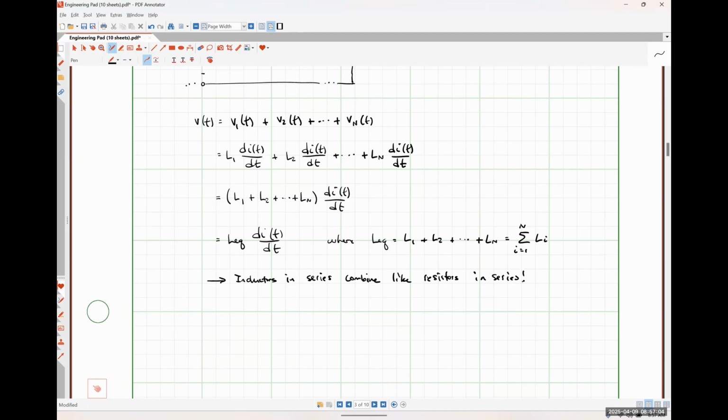So without doing a whole bunch of calculus, essentially, how do you guys think that inductors in parallel are going to combine? Like resistors in parallel. So we just avoided 4 minutes of math. Great.